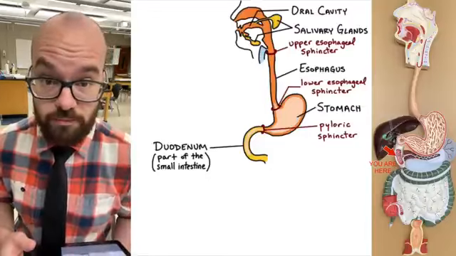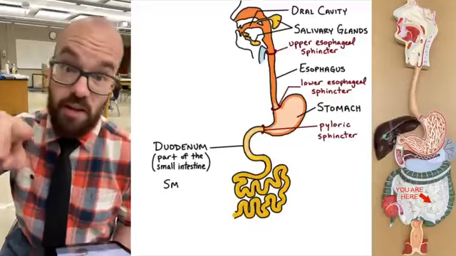Next up, we're going to go through the rest of the small intestine. And if you notice, the rest of the small intestine is going to wrap around, like a bunch of squiggles. There's a reason that we're trying to maximize the time that the food is in the small intestine.